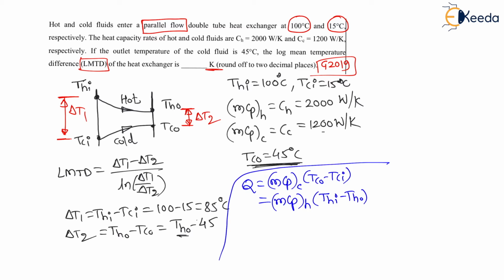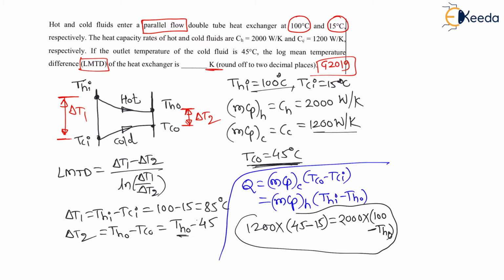Therefore mCp of cold is 1200 into (Tco is given 45 minus Tci is 15) is equal to mCp of hot, 2000, into (Thi is given 100 minus Tho, which is unknown). Now my dear students, in this complete equation only Tho is unknown. So let us solve this equation for Tho. If I solve this equation, I will get Tho as 82 degrees Celsius.